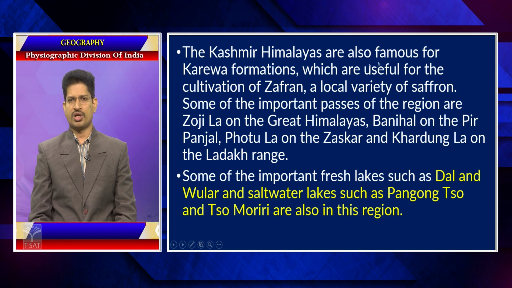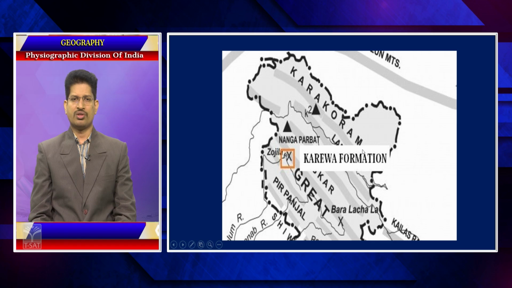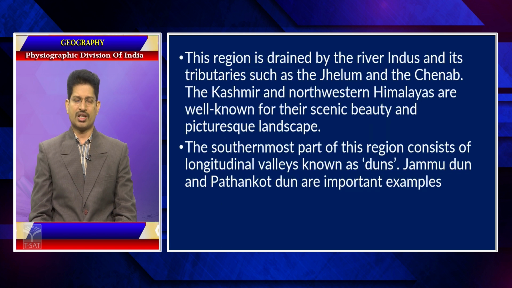karewa formations, which are useful for the cultivation of saffron. Some of the important passes of the region are Zojila on the Greater Himalayas. Karewa means deposits formed by glacial deposition, which contain certain boulders and clay which can be used for the purpose of agriculture and cultivation. It is present in the Kashmir region, the result of glacial deposits, which is feasible for cultivation like saffron.